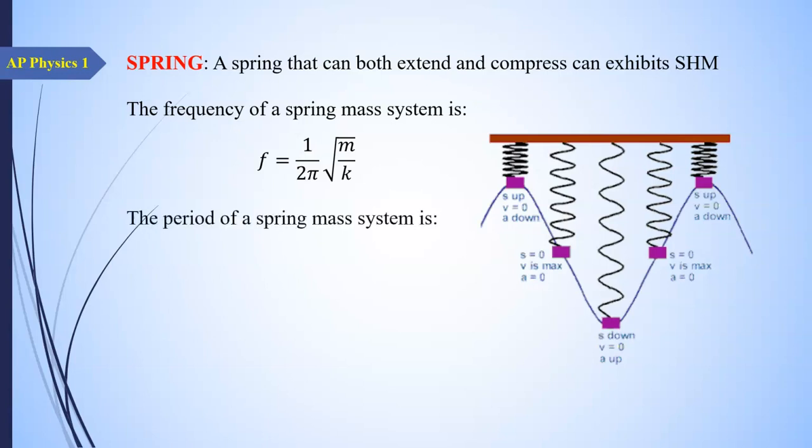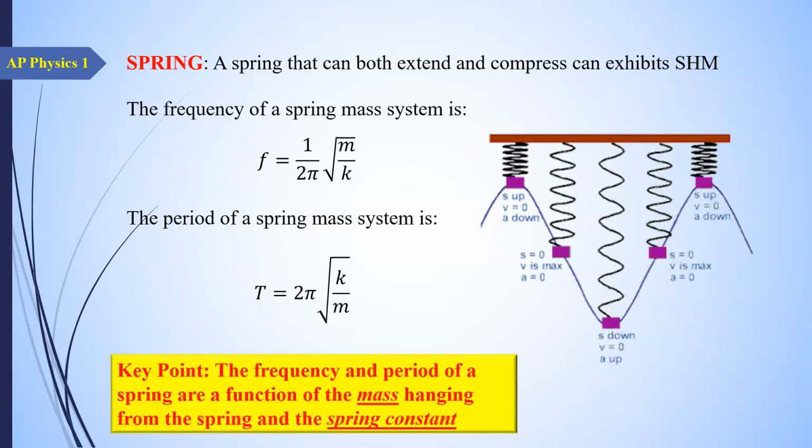The period of a spring-mass is going to be the reciprocal, so it's going to be 2 pi times the square root of m over k. Key point: the frequency and period of a spring are a function of the mass hanging from the spring and the spring constant.